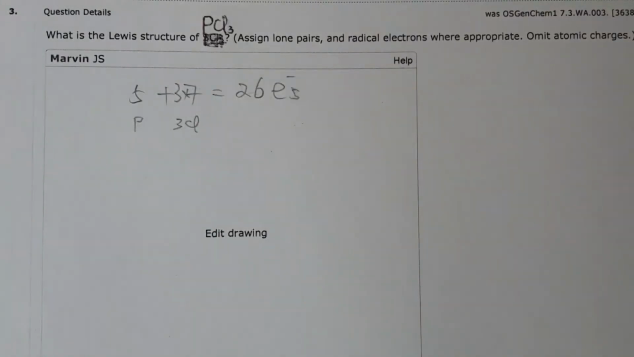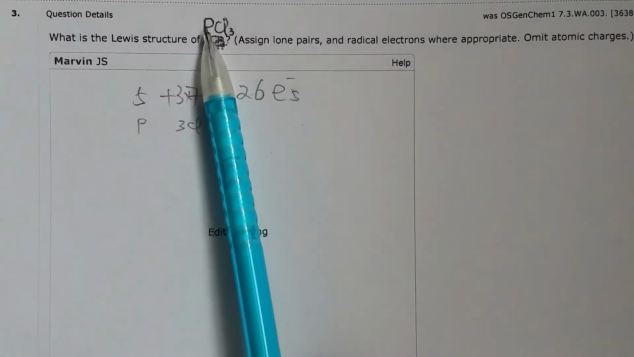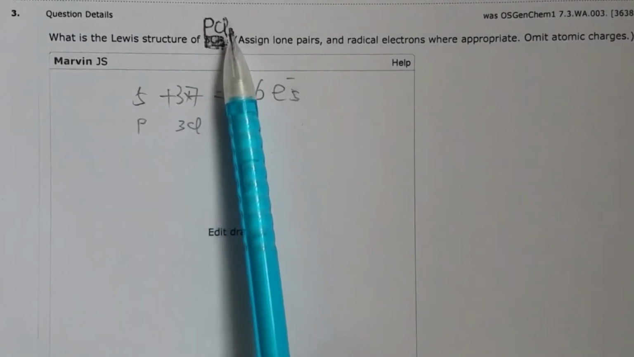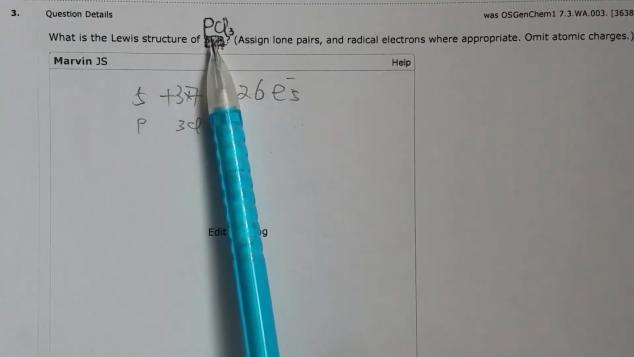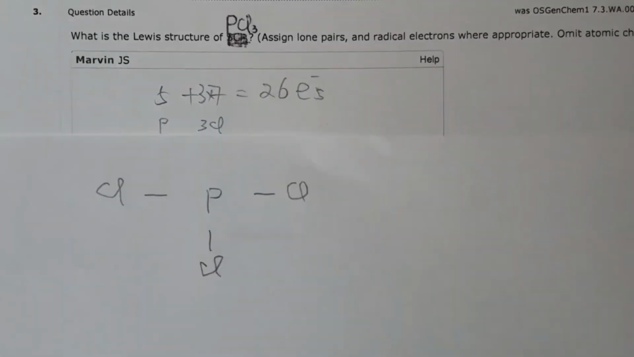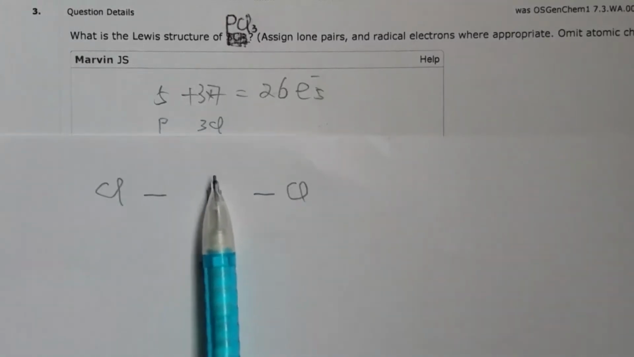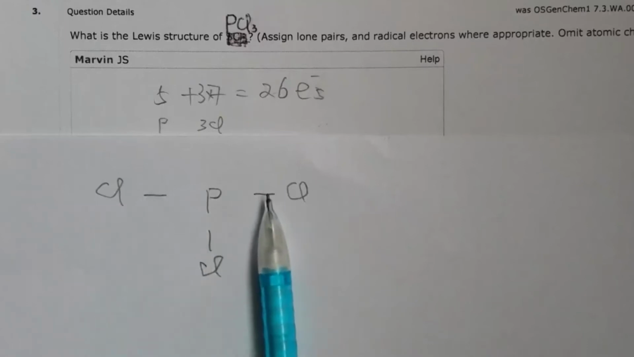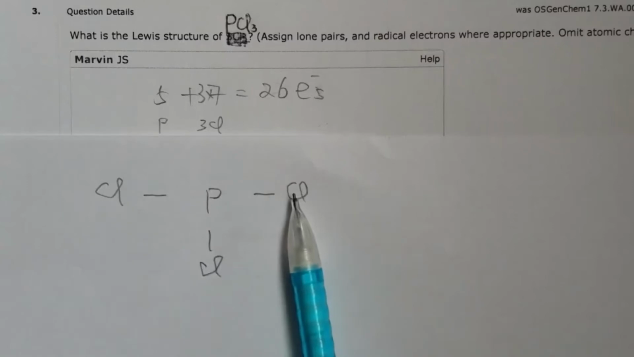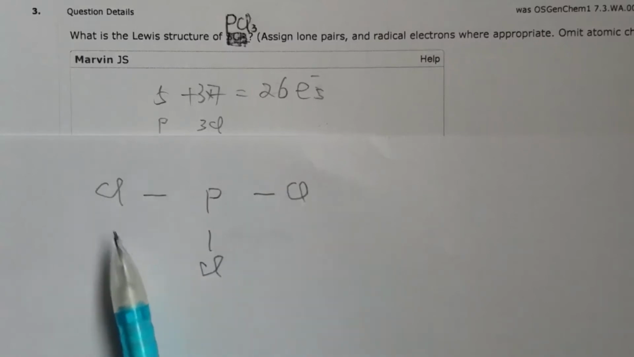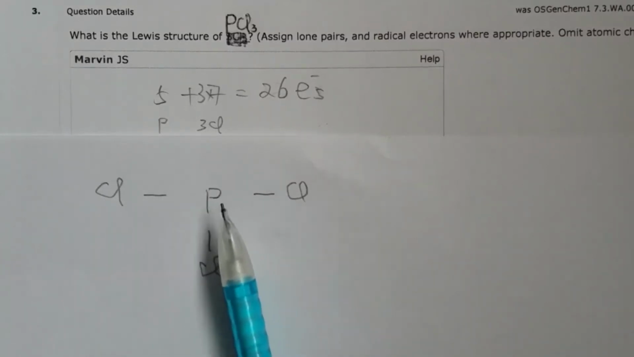Next, we are going to determine which one is the central atom. Since phosphorus is less electronegative than chlorine, we say phosphorus is the central atom. Since we already determined phosphorus is the central atom, we'll draw the skeleton structure of this molecule: 3 chlorine atoms around phosphorus.